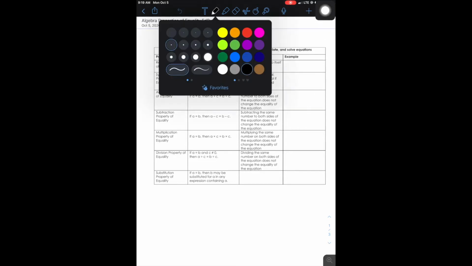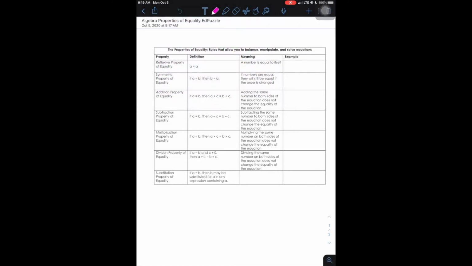So the reflexive property, that's just saying that a number is equal to itself. It literally says that right there in the meaning. So 7 is equal to 7. If we're in a problem and we set x as a variable, like x as a value, then throughout that problem, x is equal to x.